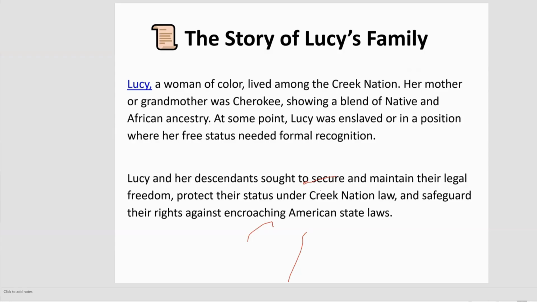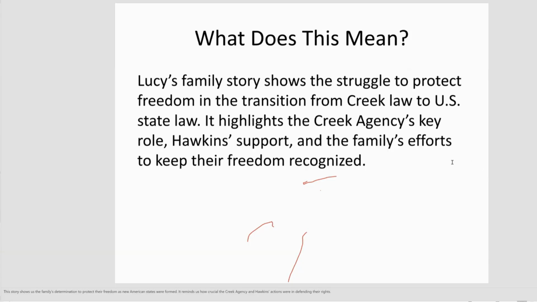So either it was the grandmother and the grandfather, or it could be Lucy's parents. But somewhere they recognized she was of African origin, but she was of a high Cherokee person. And then somewhere someone probably got with a Creek, or why is she still amongst the Creeks is what I'm still trying to research and figure out. So Lucy's family shows the struggle to protect freedom in the transition from Creek law to U.S. state law. It highlights the Creek agency's key role, Hawkins' support, and the family's effort to keep their freedom recognized.